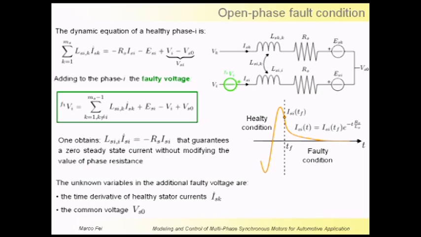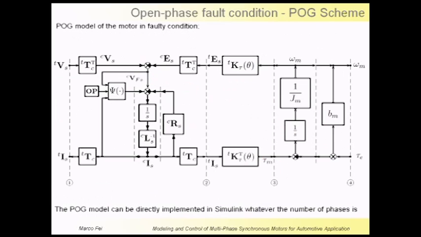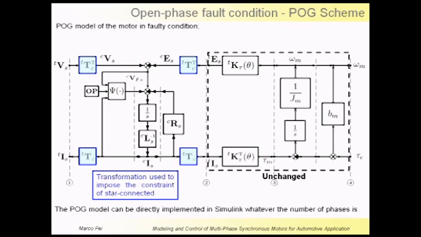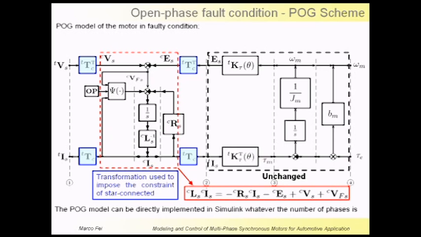In this equation, the unknown variables are the common voltage and the time derivative of the star current. These unknown variables can be computed using a proper transformation. And one obtains this model of the motor in faulty condition. Note that the mechanical part and the torque vector are unchanged with respect to the healthy model, and only the electrical part is modified. This transformation is used in order to impose the star-connected constraint, and this is the dynamic equation of the electrical part of the system.